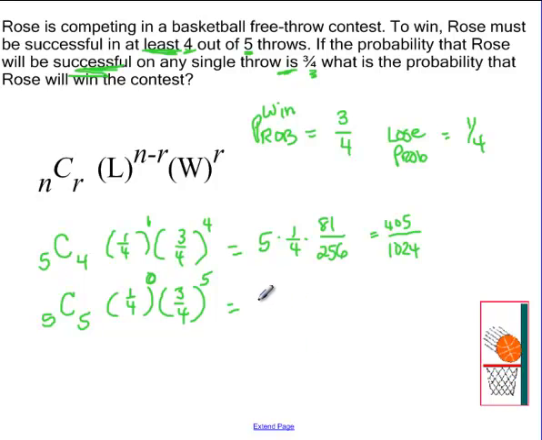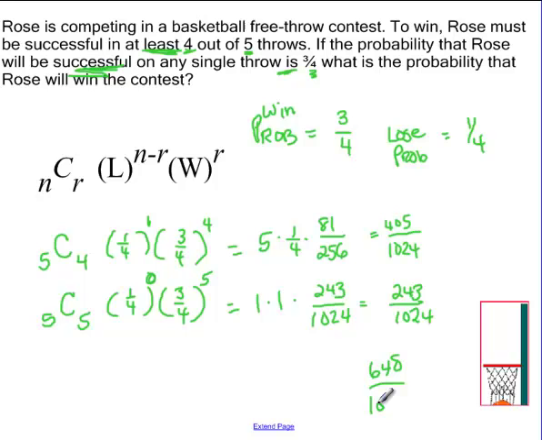On the bottom here, 5C5 is 1. Anything raised to the 0 power is 1. 3/4 to the 5th power is 3 to the 5th power is 243. 4 to the 5th power is 1,024. Add it all up. 648 over 1,024.